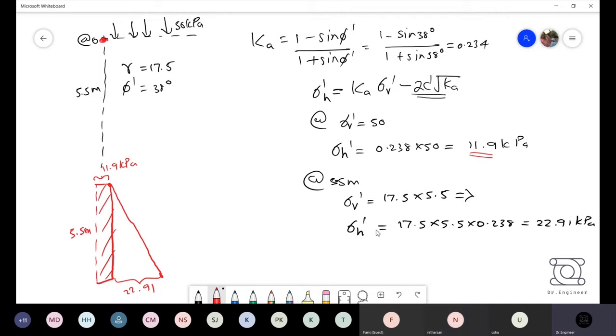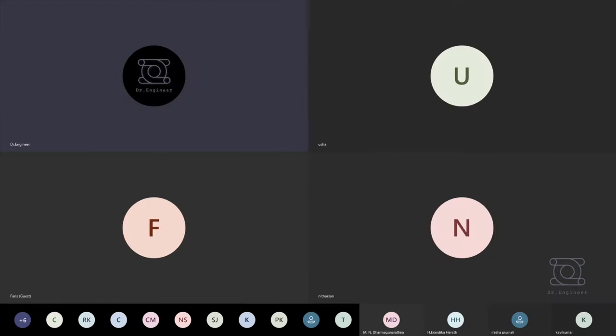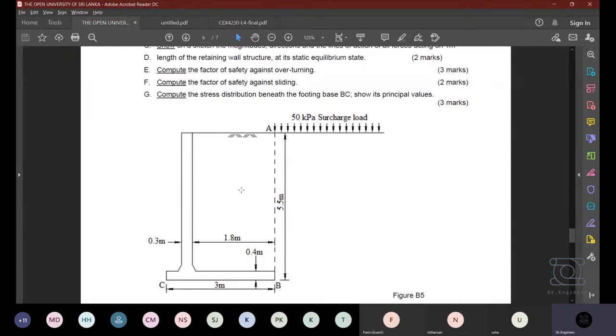The next part, they're asking us to calculate the weight of the soil and weight of the concrete elements acting on the base BC per meter of length of the retaining wall structure. If you see the figure, I'll just quickly talk through that, as time is running out. I'll just quickly guide you all.